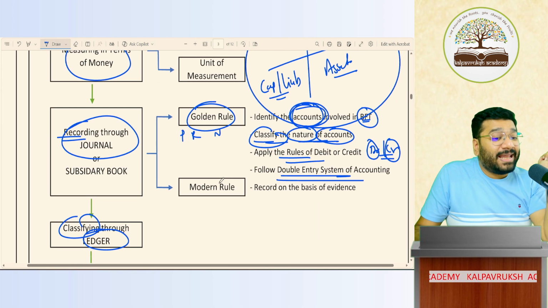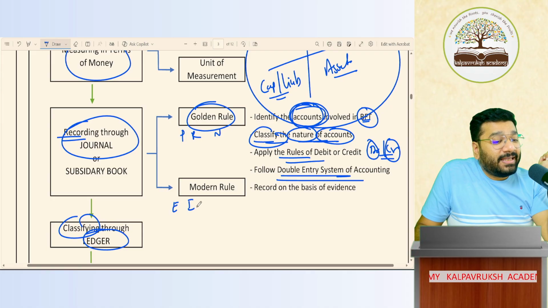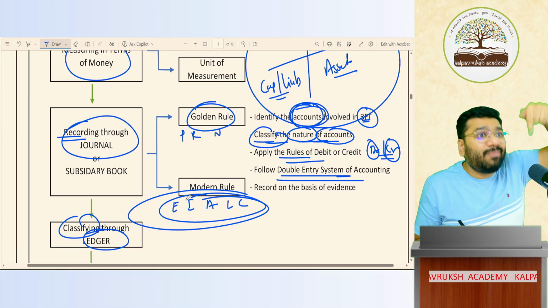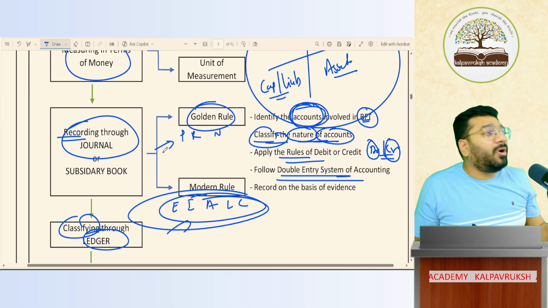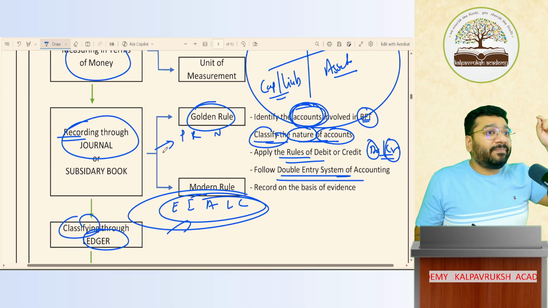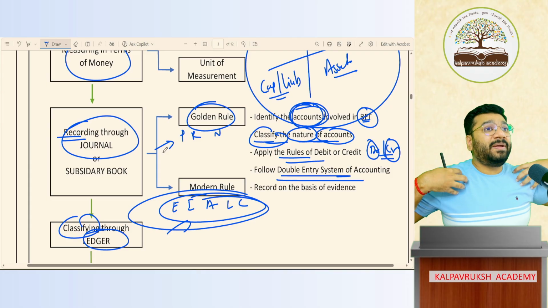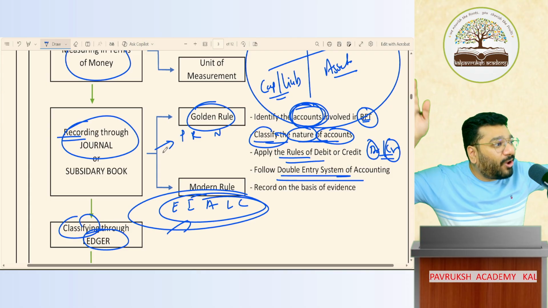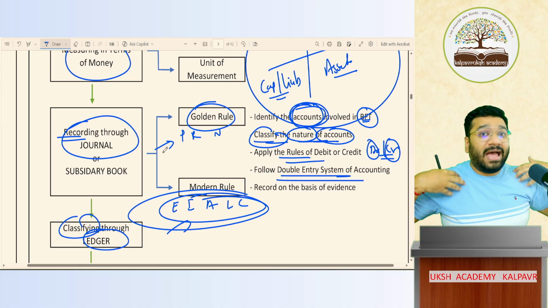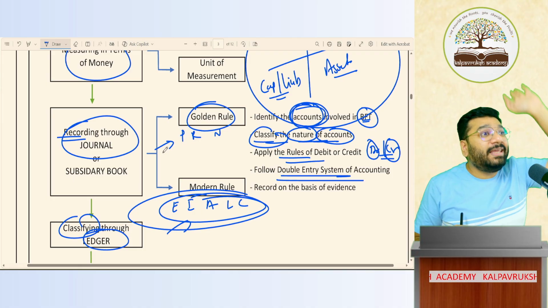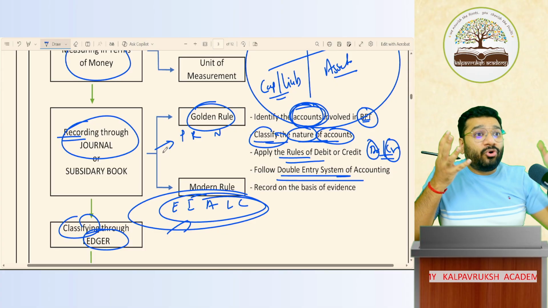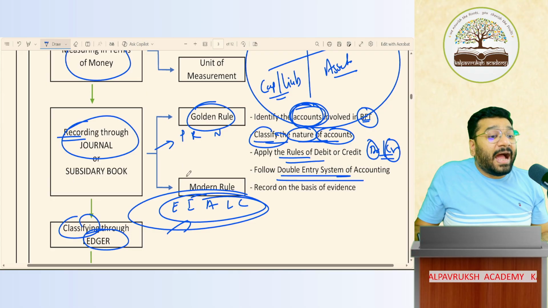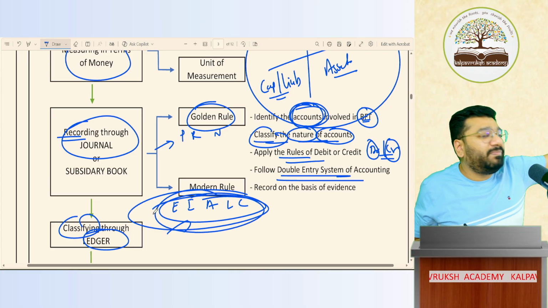For modern rule, what is the classification? Expenses, income, asset, liability, capital. So this classification is given under modern rule. But I use this for the purpose of golden rule. Got it, not got it? When I said I'm income, I'm expense, which house will I go to? You said comfortably, go to nominal. When I said I'm asset, where should I go? You said go to real. When I'm liability, where should I go? You said personal.